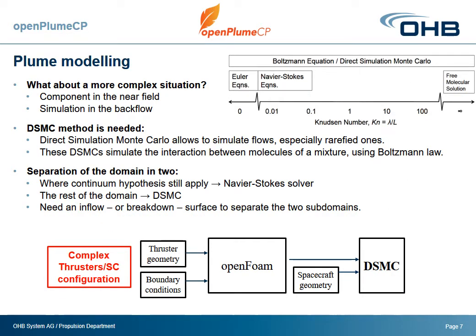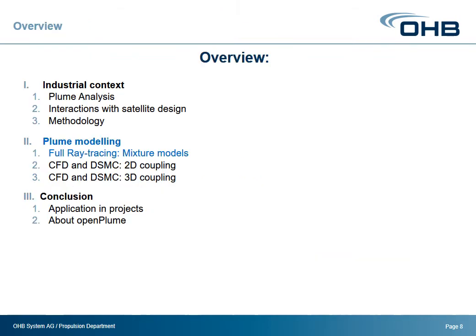So what about the more complex situation? In the more complex situation, of course, we cannot use a fully CFD or fully ray tracing approach because we have, for example, a component in the near field, or we want to see the backflow. So we use a DSMC method, using, of course, the Boltzmann equation. And the method here is, again, to combine the CFD approach and the DSMC approach. Why is that? Typically we could use a full 3D DSMC approach, but the computation time is really not acceptable in an industrial context, so we have to find something optimized and quick. This is why we still do the CFD part with OpenFOAM, and we then inject the results from OpenFOAM through a breakdown surface into the DSMC simulation.